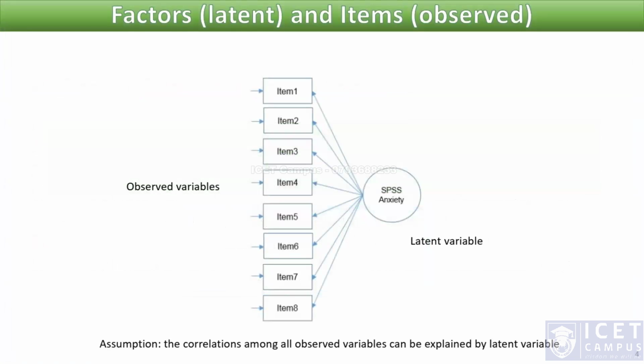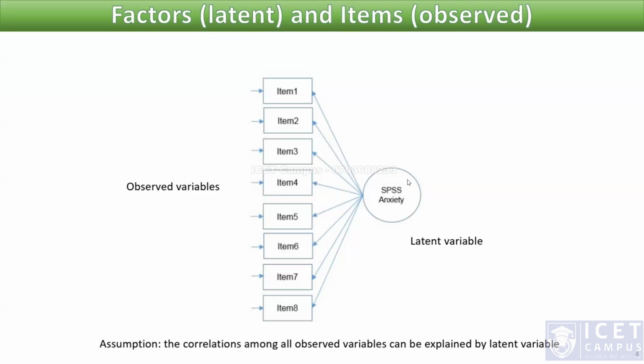I think this is quite a theoretical part, so first I will tell you: there are two types of variables. One is observed variables, the other is latent variables. Actually, those constructs we can't measure directly.